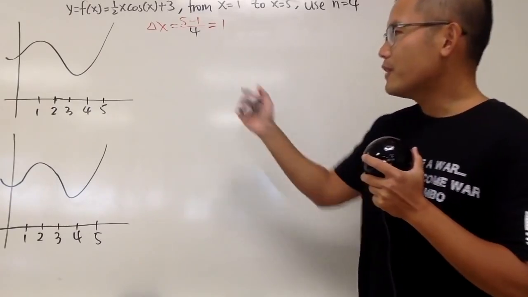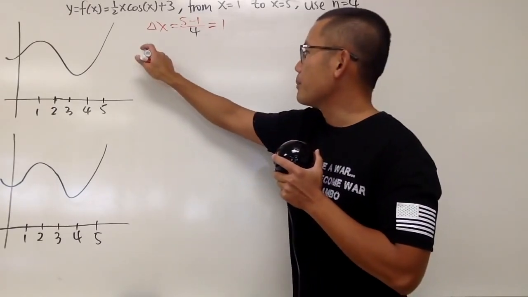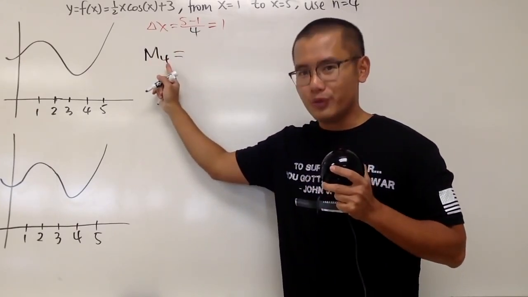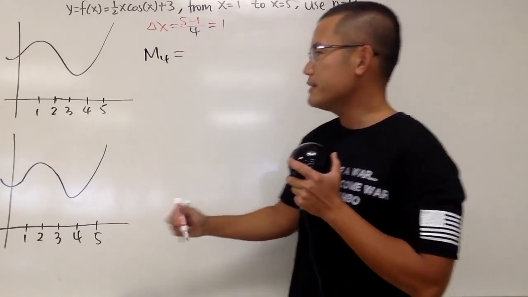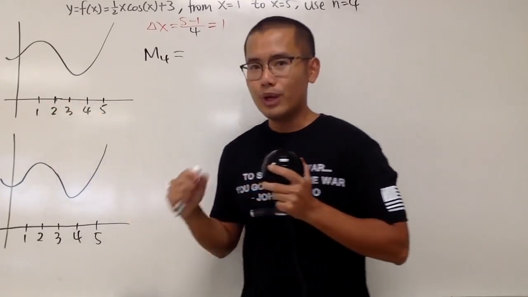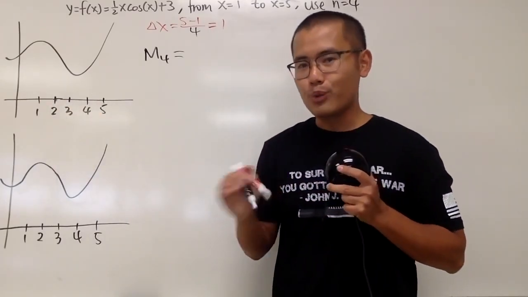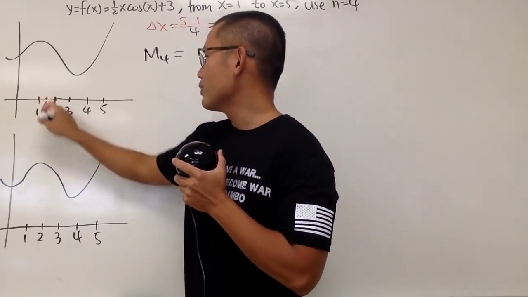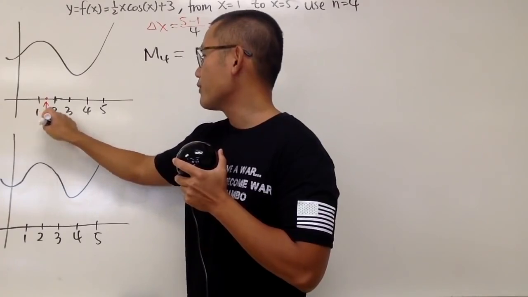Okay, so for the first picture, let's talk about how to compute M4 first, the midpoint rule when n is equal to 4. Well, let's look at the first interval from 1 to 2. We have to look at the middle x value, and that's, of course, right here. And the middle of 1 to 2 is just 1.5.